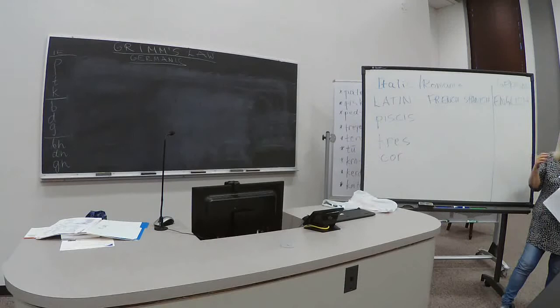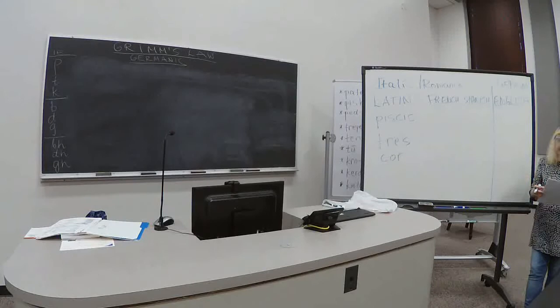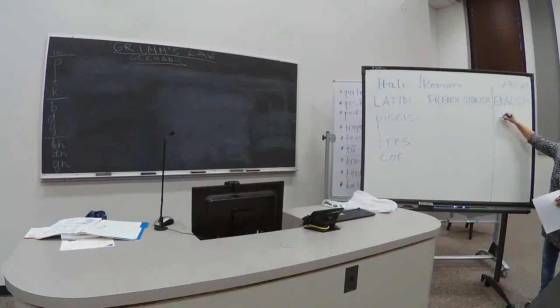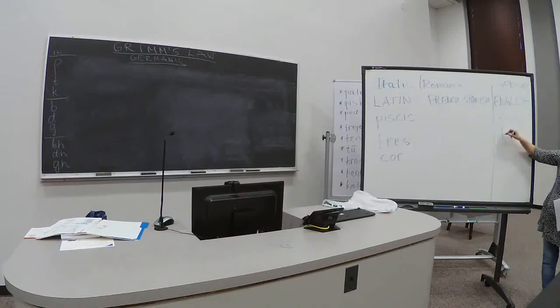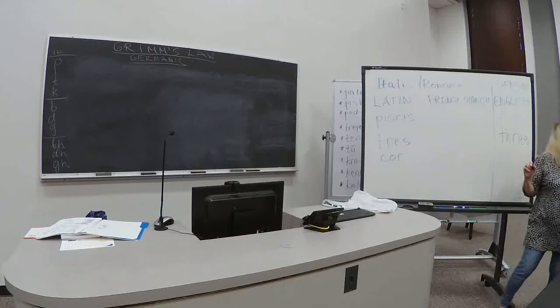So in Latin, the word piscis, what does that mean? Fish. Yes. So in English we have fish, and then tres would be a number, three, and then cor, a body part. Heart, yes.